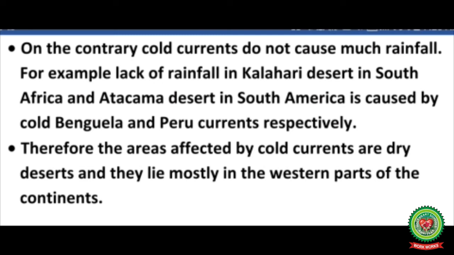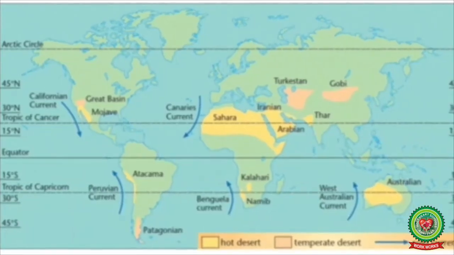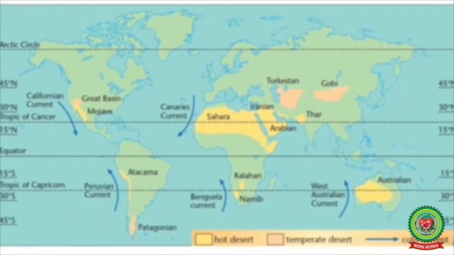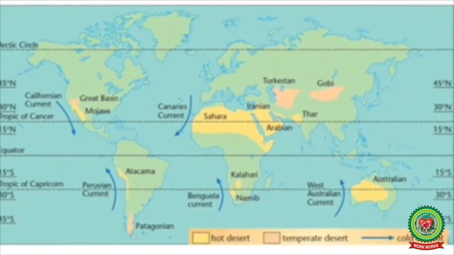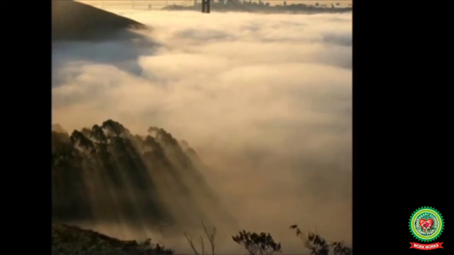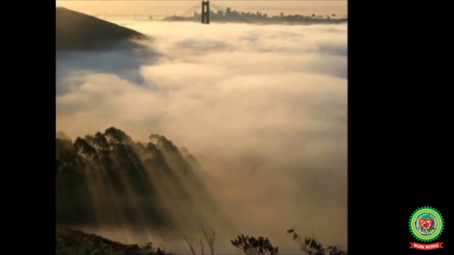Therefore, the areas affected by cold currents are dry deserts and they lie mostly in the western part of the continents. In this map, we can see that almost all deserts are located in the western part of the continents. The last effect of the ocean currents is the formation of fog. The convergence or meeting of warm and cold currents causes dense fog.